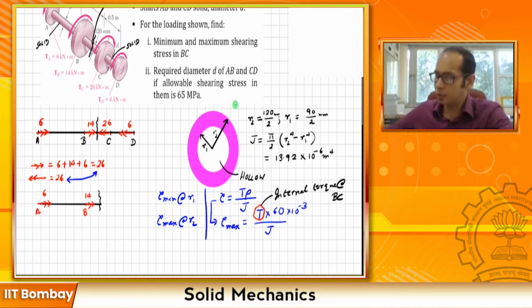To balance it out, remember this section which I cut, I could have taken anywhere just to the right of B and just to the left of C. Here I have the balancing torque. I have 14 plus 6, so it's going to be an opposite 20. So the internal torque T there is 20 kilonewton meter.